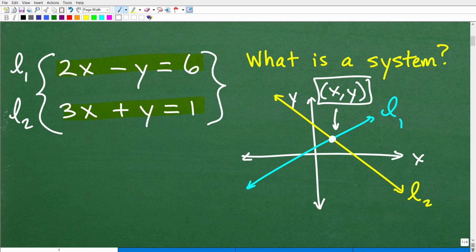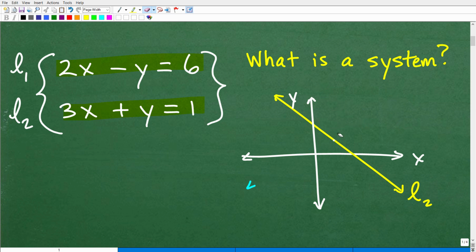Now, can a system not have a solution? Absolutely. Let's take a look at a situation that we could very well encounter. What if we had this scenario going on? What if I had this line, and let's say I had another line like this. I have one line here and another line here.